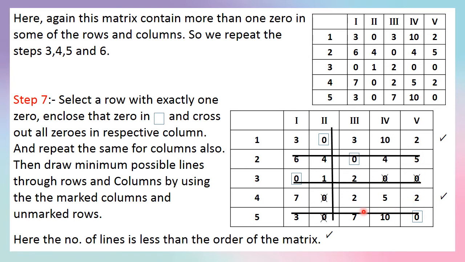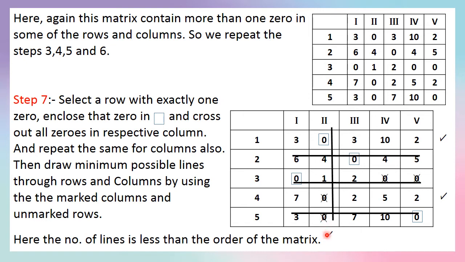Now we can draw the lines by marking the columns and rows. First we put a mark on the non-assigned row. Here you can see that the fourth row does not contain any assignment, so we put a tick mark there. Then observe that a 0 exists in that row, so we see the column in which the 0 exists. This is the second column where the 0 is, so we have to put a tick mark in this column also.